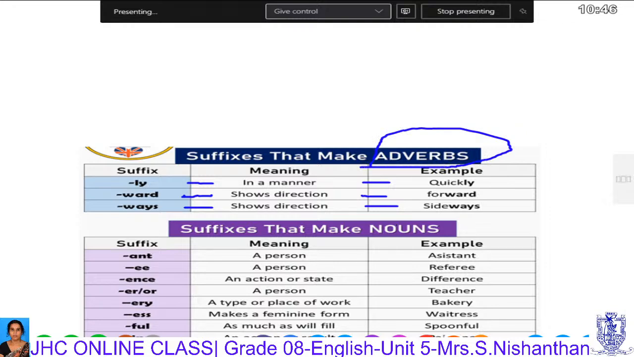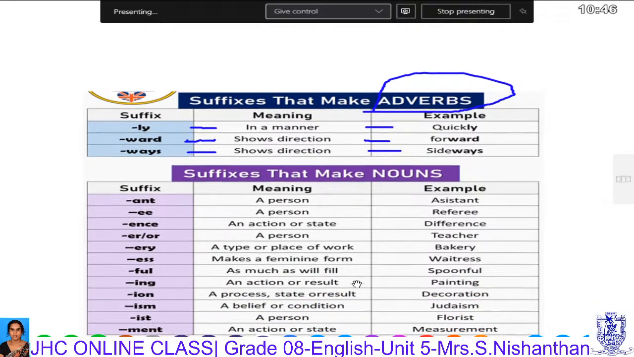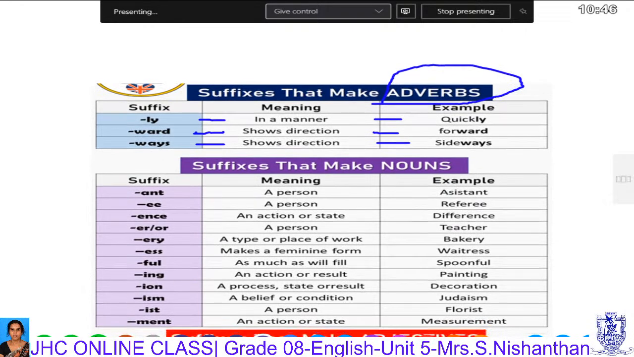And suffixes that make nouns. What are they? Ant means a person. Assistant. Right? A person. And ee is also a person. Referee, trainee, like that. And ence: what is it? An action or state. Difference, conference. Right? An action or state.